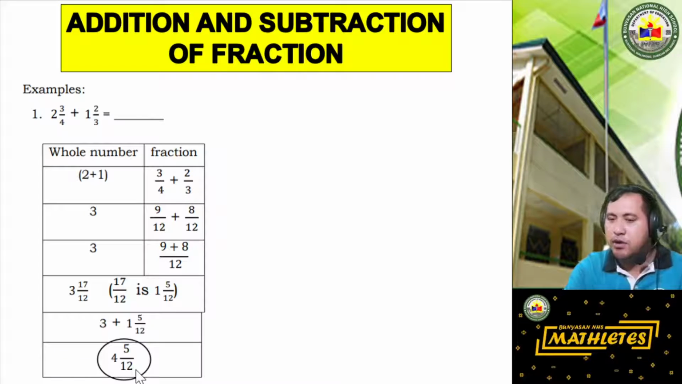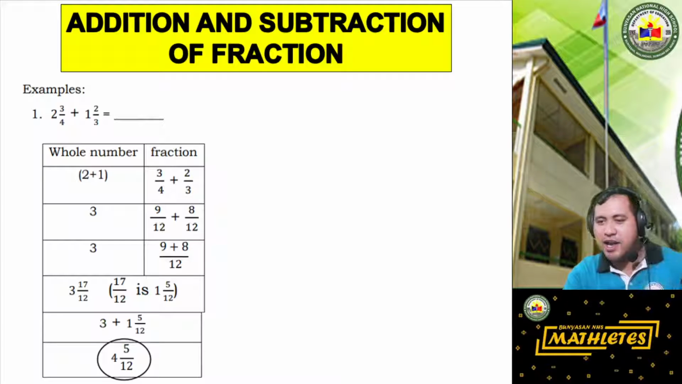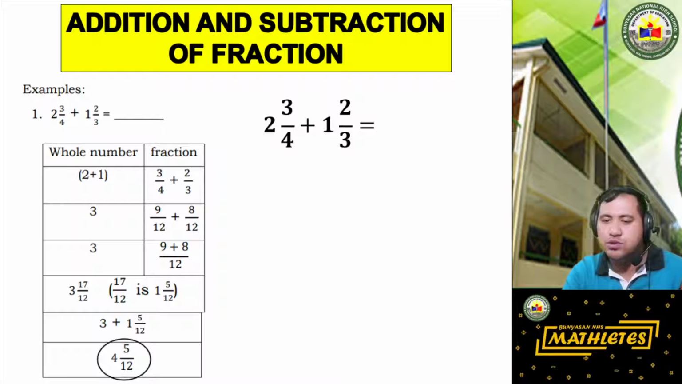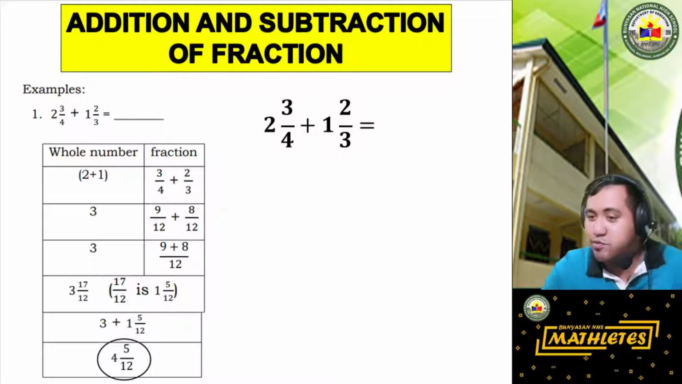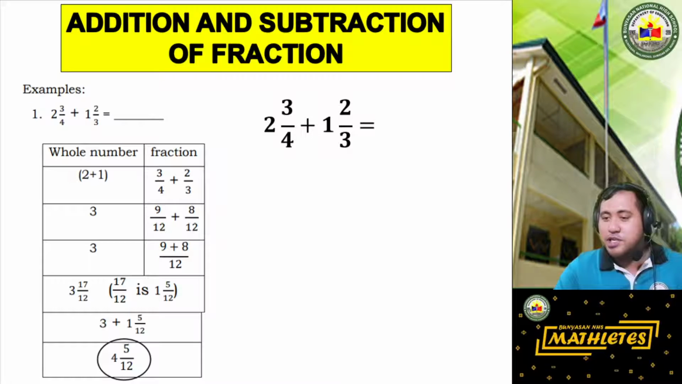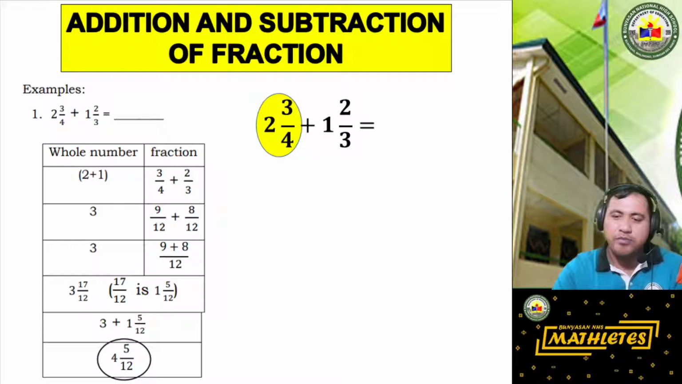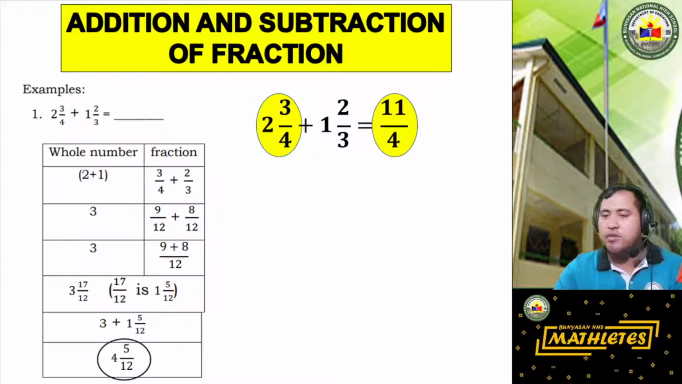Okay? Pero, same as previous examples, so we have a trick on that, no? So this is the given. We have 2 and 3/4 plus 1 and 2/3. Okay? So ito yung trick. We are going to transform this mixed number into improper fraction. Improper fraction tayo. So, 2 and 3/4 magiging 11/4. Paano nangyari? Ito yon.